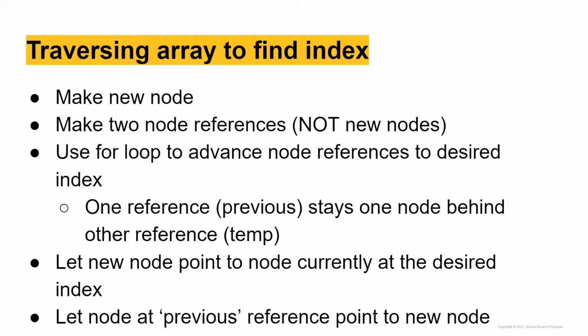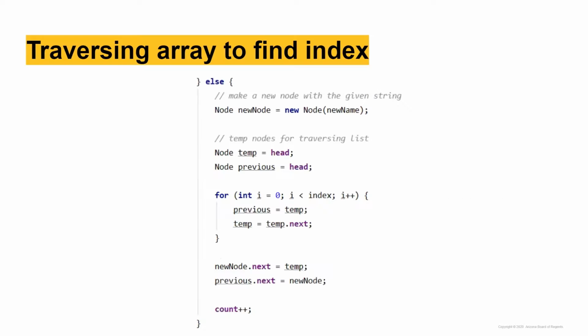And saying, okay, this is my index now, I'm going to point to you. And then we're going to let the node at previous refer to this new node. Because before, the node at previous was referring to the node that's currently at the desired index. So we're just going to wedge our new node in between those two other nodes and preserve our links through the next node references. So this is what that looks like.